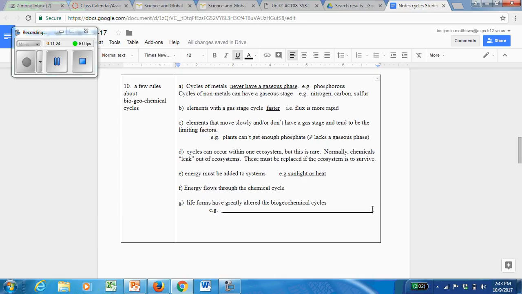And lastly, life forms have greatly altered the biogeochemical cycles. So for instance, plants and cyanobacteria have added oxygen to the atmosphere. And think about the ramifications of that. Just having oxygen added to the atmosphere allowed animals to evolve. And now that animals have evolved, we've created humans that have greatly impacted our flux and our cycles, and had some really disastrous global consequences from that.